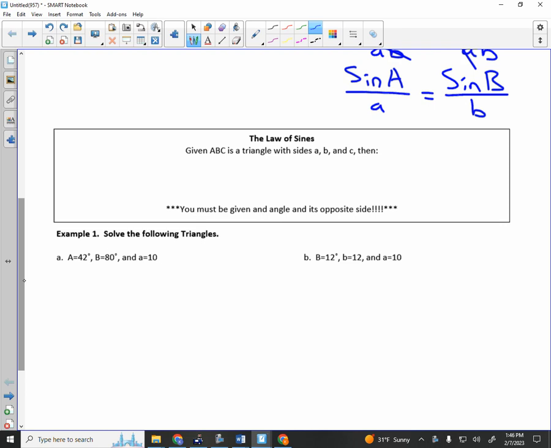Given a triangle ABC with sides A, B, and C, we know this to be true. Sine of angle A divided by its opposite side, which would be side A, is equal to the sine of angle B divided by its opposite side, side B, which is equal to sine of angle C divided by its opposite side, side C. The law of sines. The key is you must be given an angle and its opposite side, and if you are, you can solve it. Yeah, it's a really handy formula to use in trigonometry.